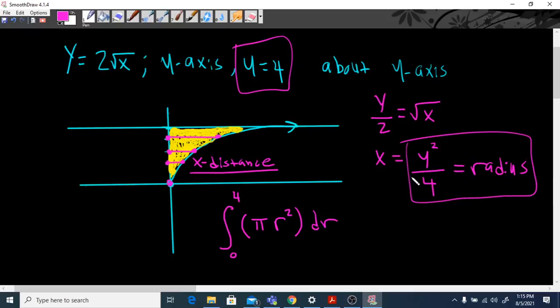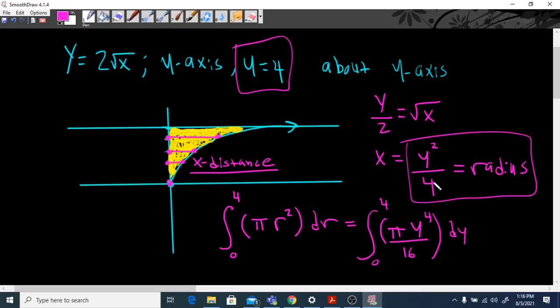So anyway, we're going to have integral 0 to 4, and then it's going to be pi, and then it's going to be this thing squared. Okay. So if I square y squared, I get y to the 4th. If I square 4, I get 16. Awesome. Okay. And now that is going to be dy.